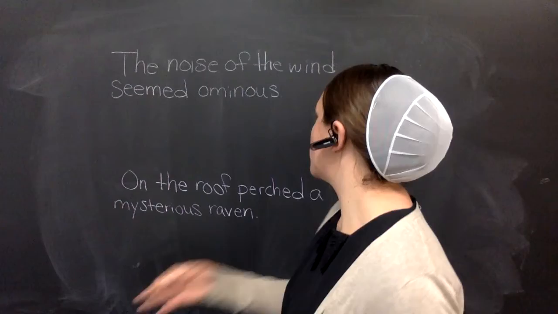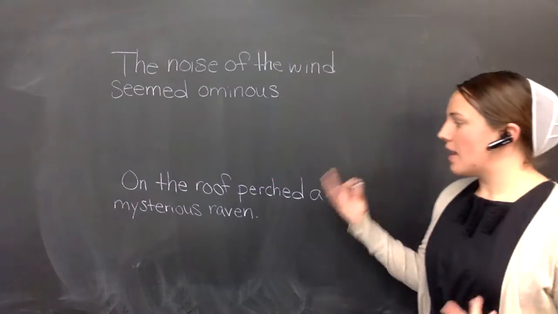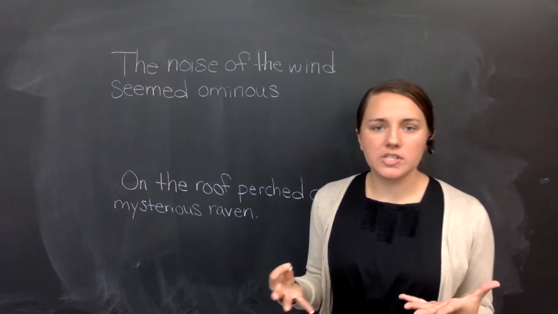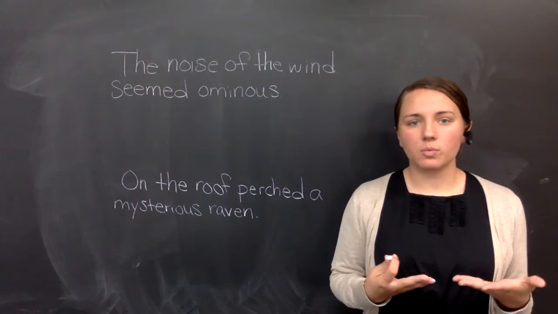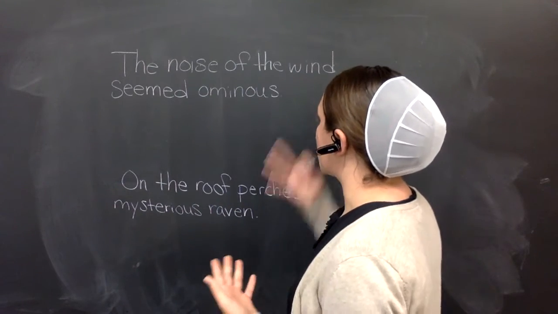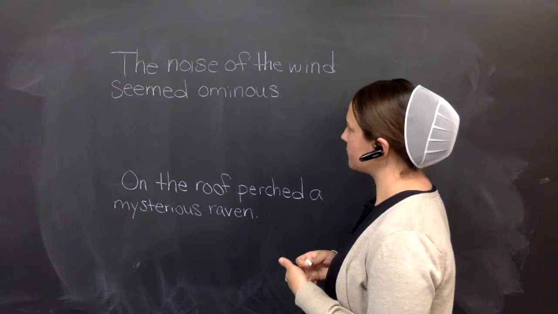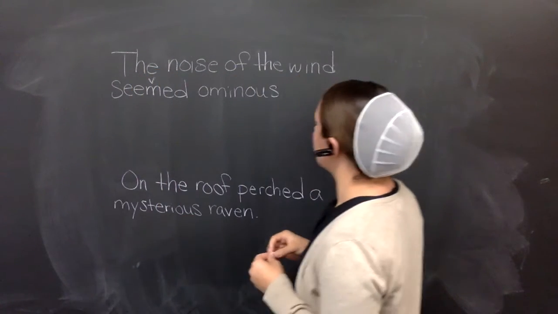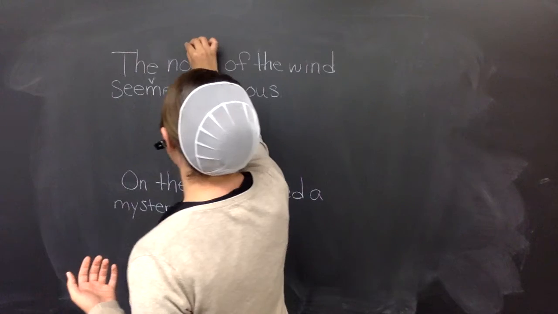First of all, I have the noise of the wind seemed ominous. Then on the roof perched a mysterious raven. So let's go over the words in those sentences and identify what kind of words they are, and then we'll get started diagramming. So first of all, what is our verb in the first sentence? Our verb is seemed, that is our action verb. The noise seemed, so noise is our subject.